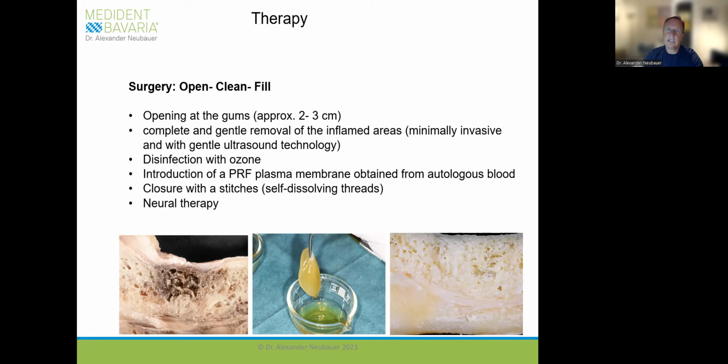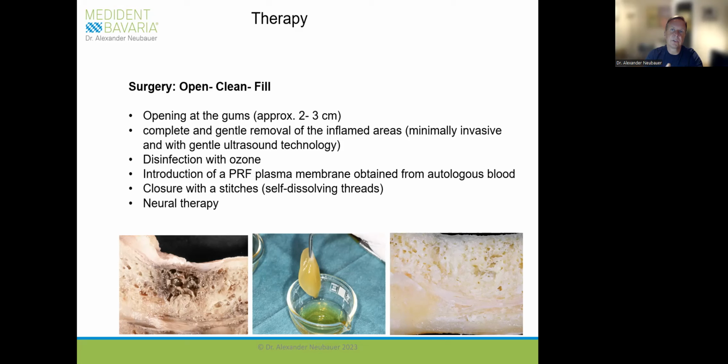So this is the cleaning, and after we have cleaned it, we make a disinfection with ozone, which kills all bacteria, viruses, and fungi inside the cavitation. And then we have a hole which is now sterile. It's disinfected and perfectly cleaned. And now we put in PRF membrane. PRF is, you can imagine, a plasma membrane which we obtain from your blood.